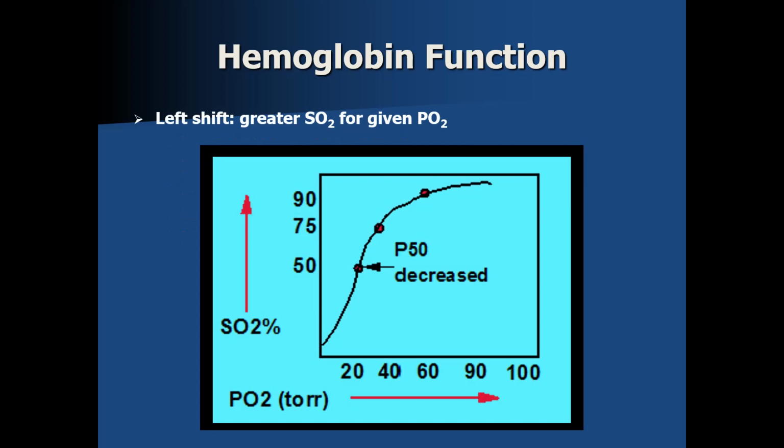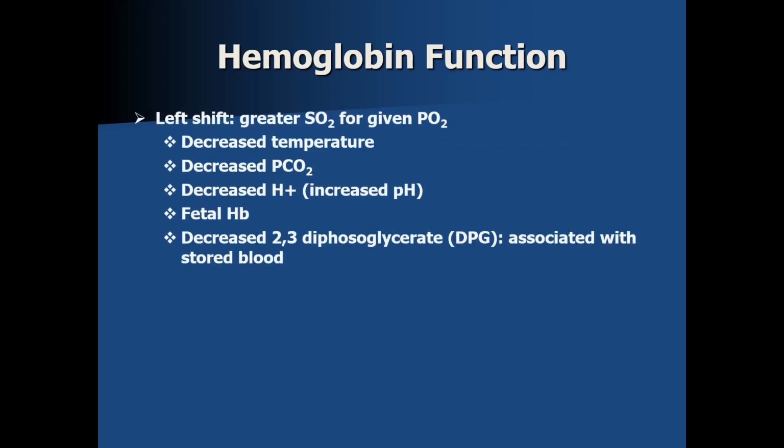Leftward shifts in the curve imply a greater saturation for a given PO2 as well as a decreased P50. Again, leftward shifts in the curve imply a greater saturation for a given PO2. Intuitively, we want to think of this as advantageous, but it is not, because leftward shifts interfere with release of oxygen to the tissues, causing tissue hypoxia.